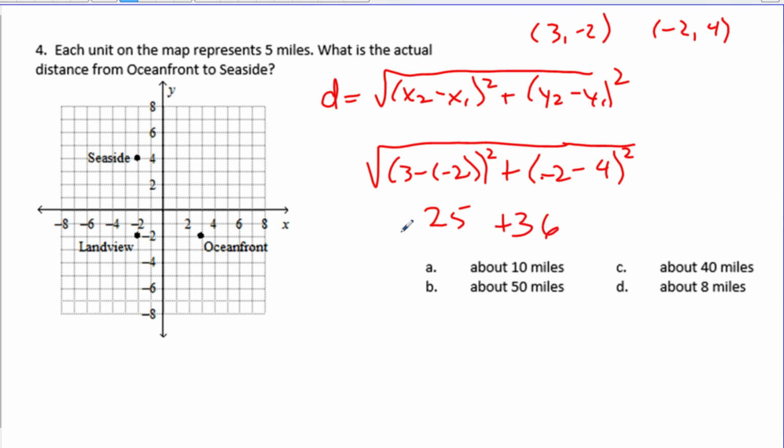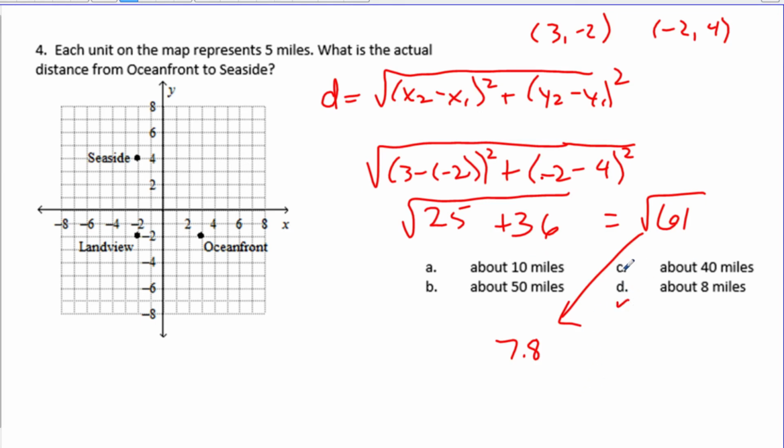Okay, so just be careful again with things like parentheses. All right, so that looks like 61. So we're going to take the square root of 61. If you take the square root of 61, you get something a little bit smaller than 8. So we're going to say about 7.8 or 7.9. If you take a look, we do have an option here for 8 miles, right?